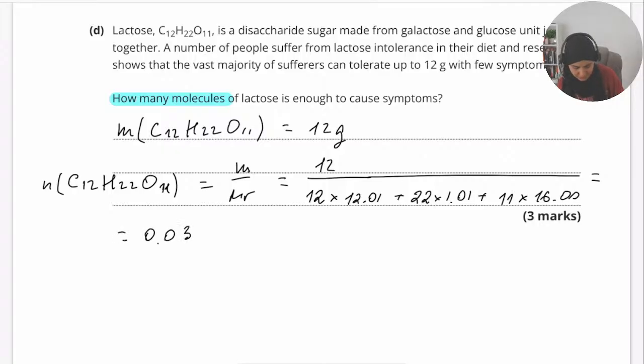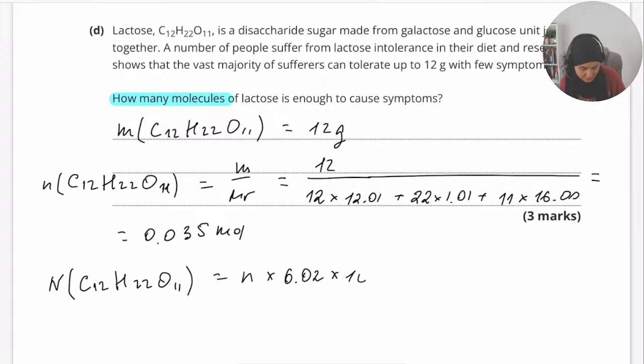I would keep it to 2 significant figures because the mass is given to 2 significant figures, so I'll just keep it like that. So that's how many moles of lactose we have in 12 grams, and then I convert it to the number of molecules. If I know the number of moles of particles, I just multiply that by Avogadro's constant. So that times 6.02, I just multiply the calculator value, times 10 to the 23, so that's 2.1 times 10 to the 22 molecules.